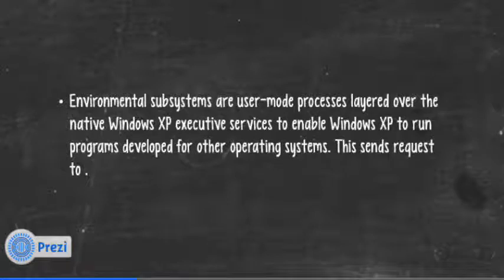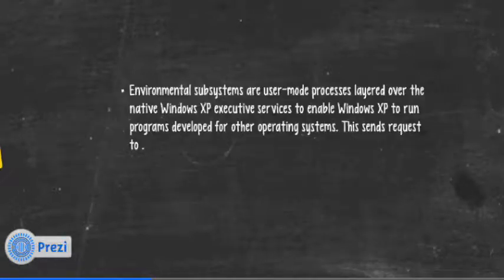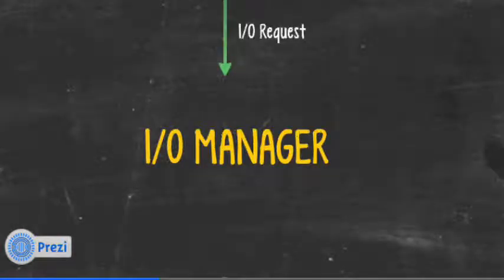Environment subsystems are user mode processes layered over the native Windows XP executive services to enable Windows XP to run programs developed for other operating systems. This sends requests to the Input-Output Manager.